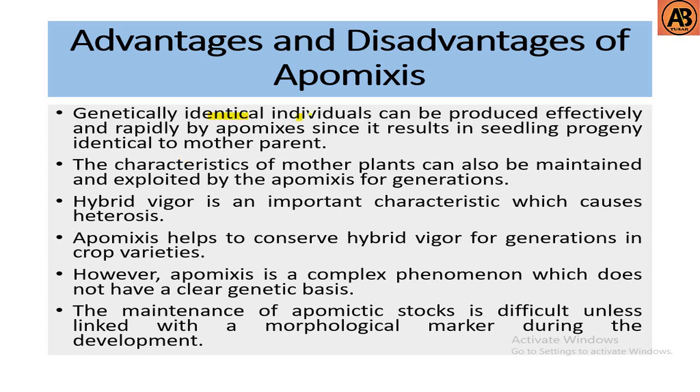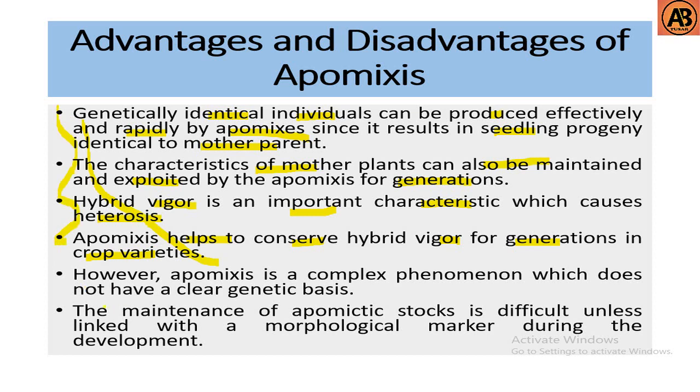Genetically identical individuals can be produced effectively and rapidly by apomixis, since it results in seedling progeny identical to the mother parent. The characteristics of mother plants can also be maintained and exploited by apomixis for generations. Hybrid vigor is an important characteristic which causes heterosis. Apomixis helps to conserve hybrid vigor for generations in crop varieties. So these are the main advantages of apomixis.